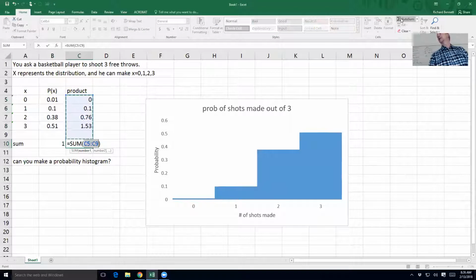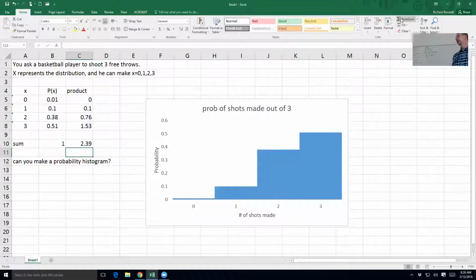Okay, now let's think about this before I press enter. Without knowing anything about this, what would you expect the mean to be between? Okay, between 0 and 3 for sure, or maybe between 2 and 3, right? Okay, so hopefully this is between 0 and 3, 2.39.